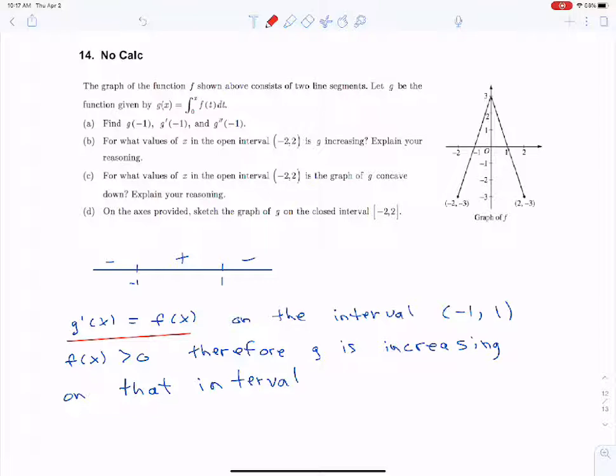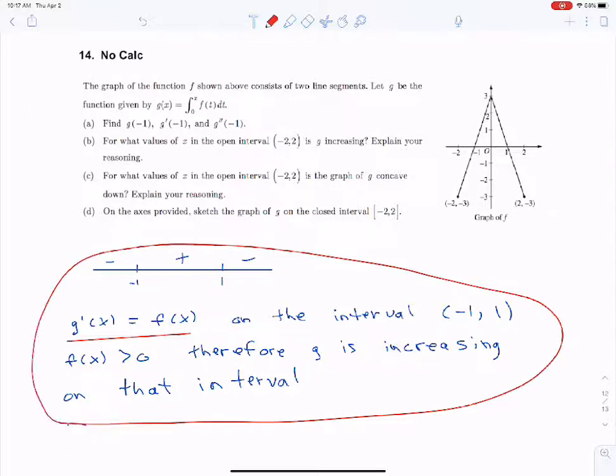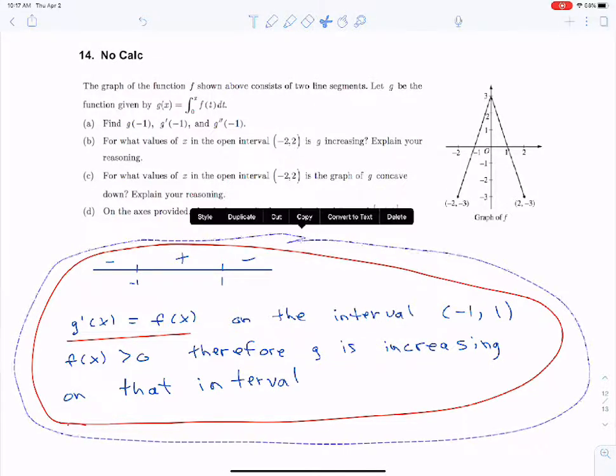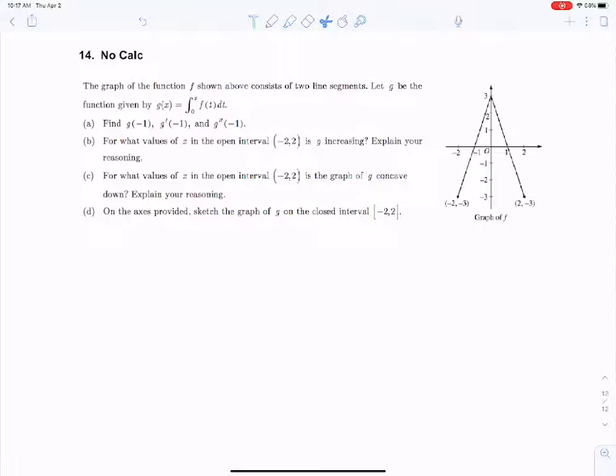Okay, are there any other questions in regards to B? Okay, let's look at C.